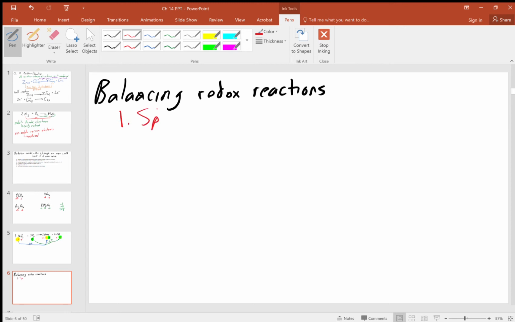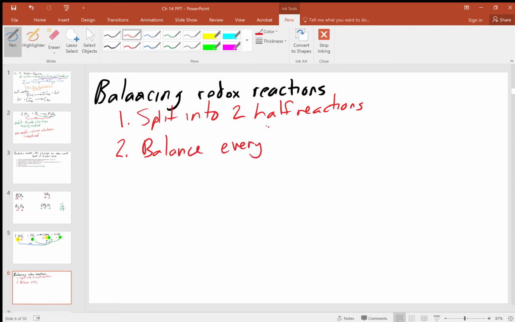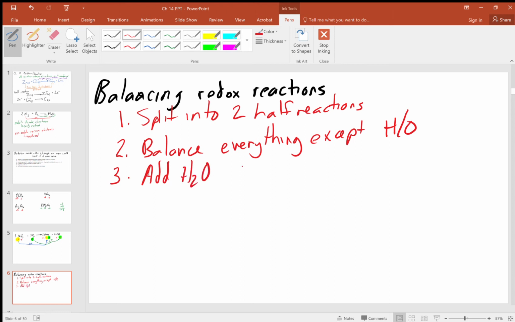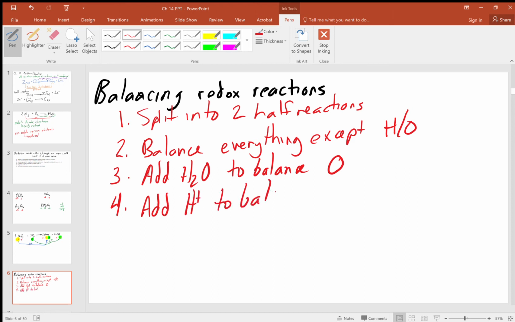So 1, split into two half reactions. And that's the oxidation and the reduction half reactions. 2, balance everything except hydrogen and oxygen. 3, add water to balance oxygen. 4, add H+ to balance hydrogen. 5, add electrons to balance charge.